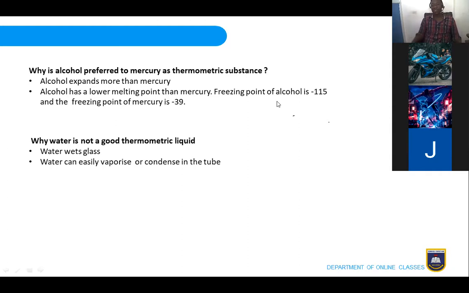But I made mention of Russia, and countries that have very, very low temperatures. If you want to determine the temperature of anybody over there, you can use the alcohol in glass thermometer, because alcohol has a freezing point of about negative 115. So that's it about the thermometric liquids and the advantages of one over the other.